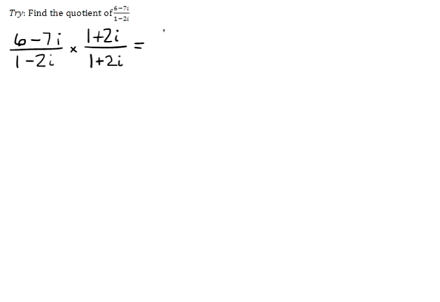6 times 1 gives us 6. 6 times plus 2i gives us plus 12i. Negative 7i times 1 gives us minus 7i. And negative 7i times 2i gives us minus 14i squared.